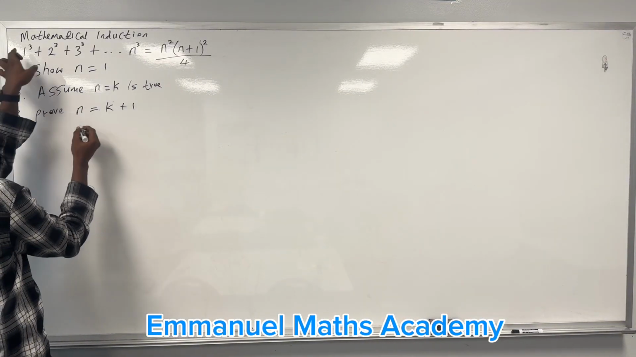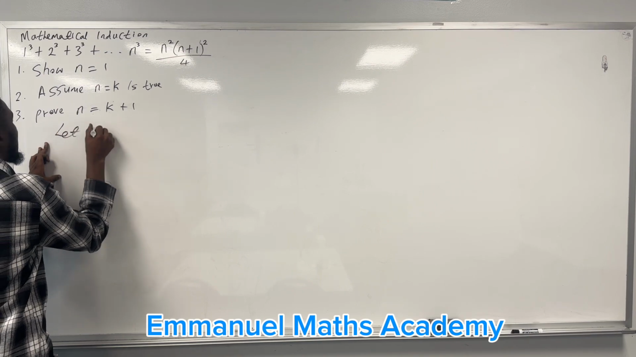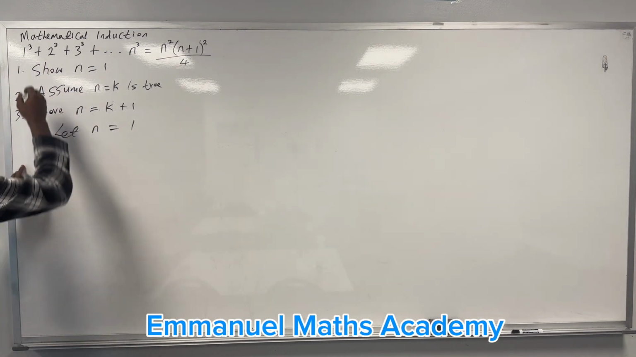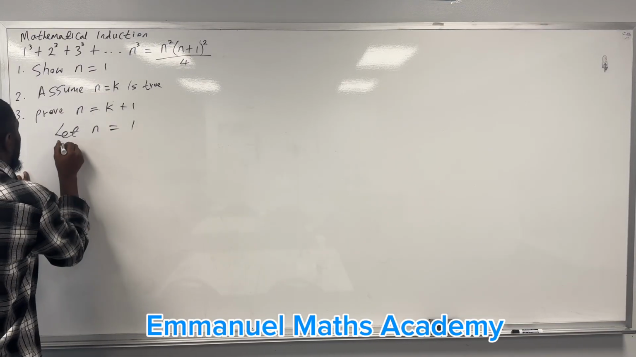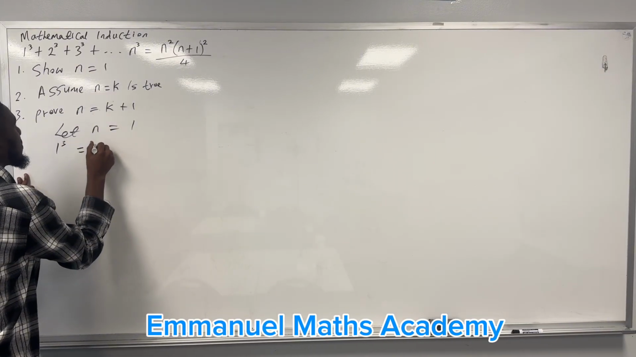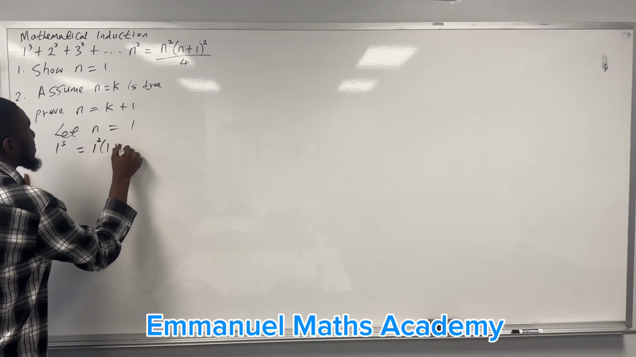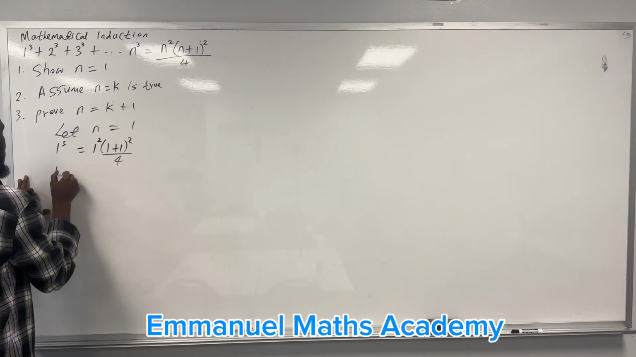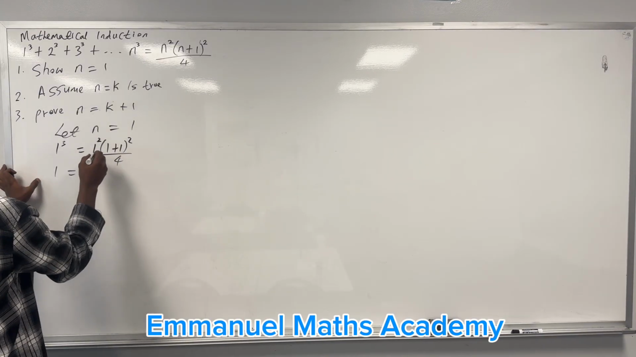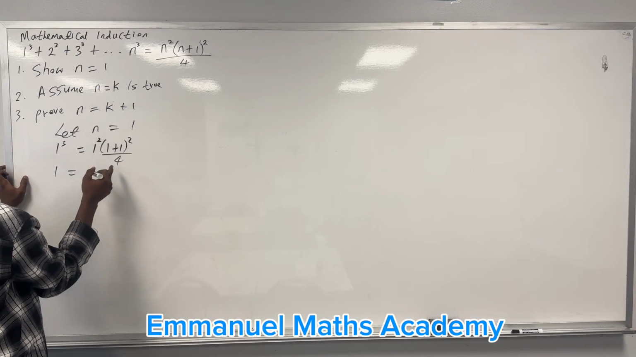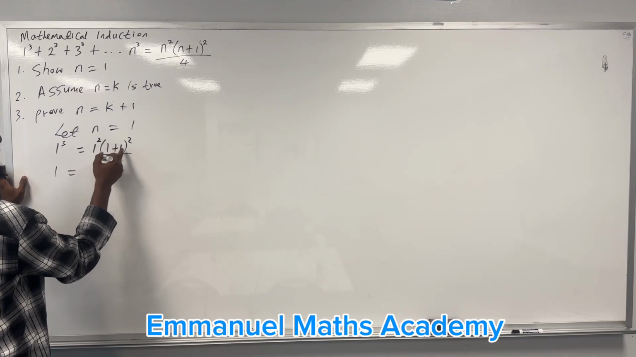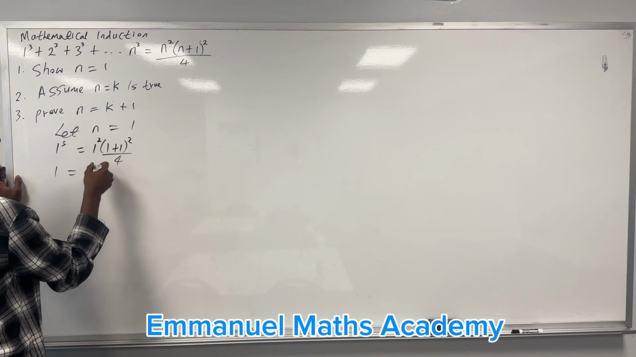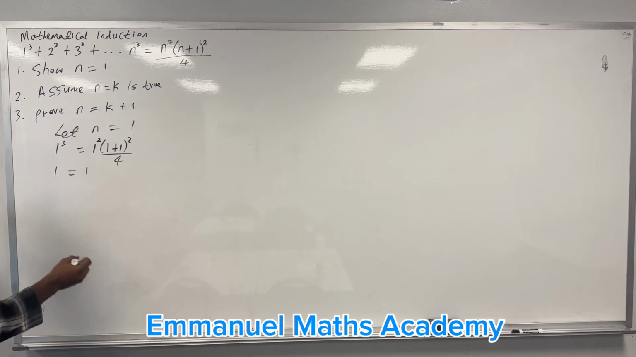So first of all, from this equation, we say let n equal to 1. If n equal to 1 is the first term here, we have what? 1 raised to power 3 equal to 1 raised to power 2, 1 plus 1, 2, all over 4. Alright? So this is 1 equal to, what do we have here? 2 raised to power 2 is 4. Right? 1 plus 1 is 2, 2 raised to power 2 is 4. 4 times 1 is 4, 4 over 4 will give you 1. What about the next one?